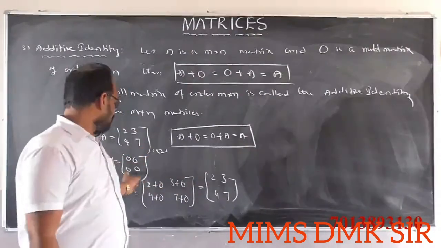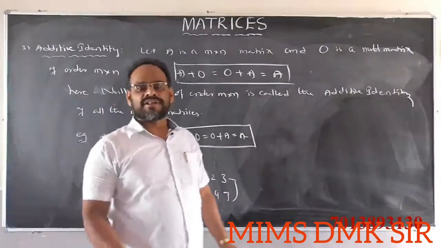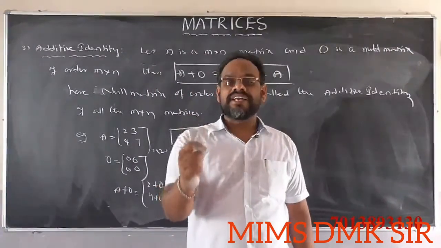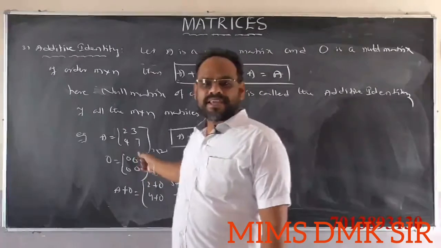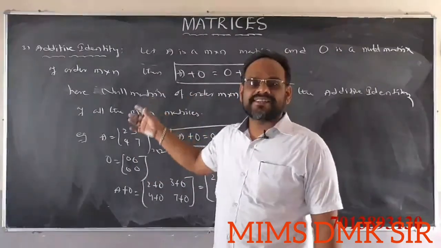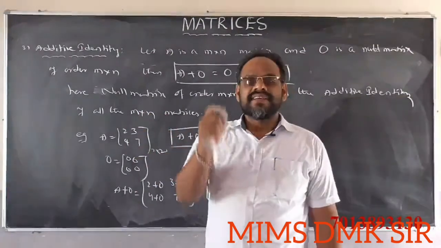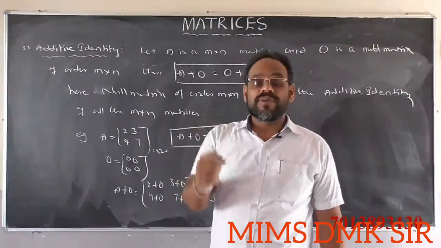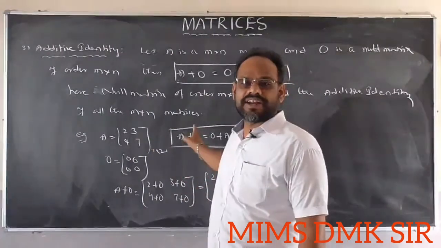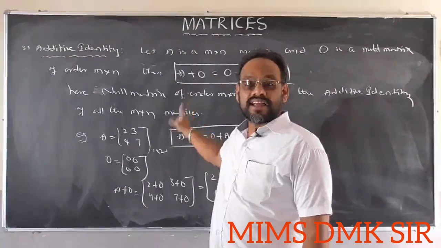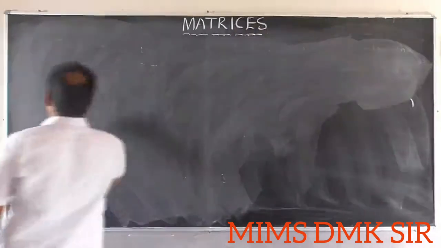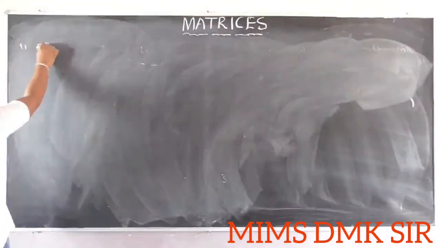So the null matrix or 0 matrix is called the additive identity of all the m by n matrices. So the additive identity of the matrices is clearly the null matrix or 0 matrix. Null matrix or 0 matrix is called the additive identity of all the matrices. Next, its additive inverse, the fourth one.